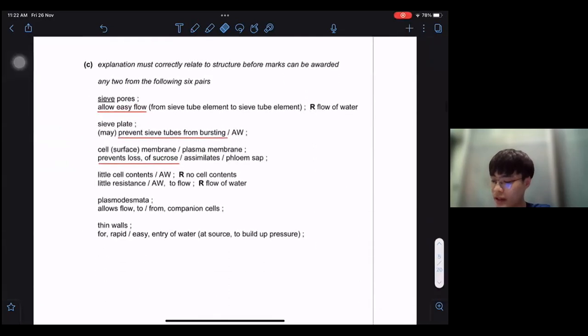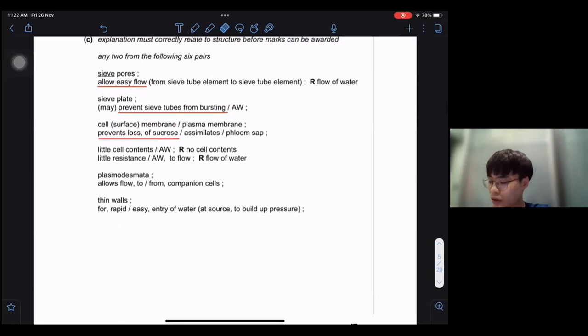And plasmodesmata, which allows the sucrose to flow from the companion cell to the sieve tube. And there's also a thin wall, which is easy for entry of water.